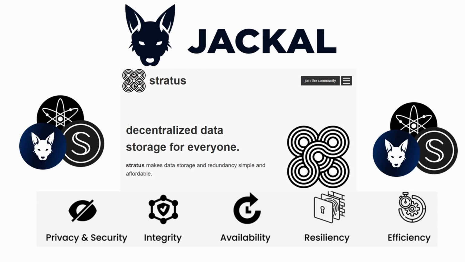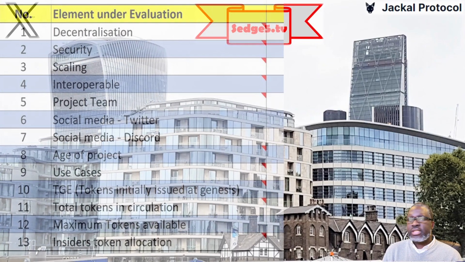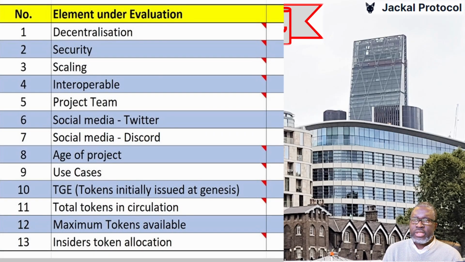And this time, we are looking at JKL protocol, J-A-C-K-A-L protocol. So as part of our review, as usual, we are going to be performing our standard DYO or risk evaluation, where we apply our toolkit consisting of 13 elements in decentralization, security, scaling, interoperability, the project team, project use cases, social media presence via Twitter and via Discord, as well as the project's tokenomics. So let's start with what JKL protocol is.